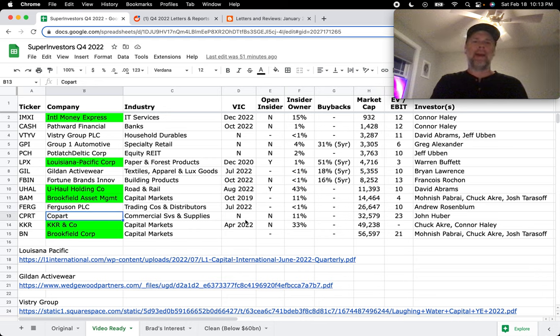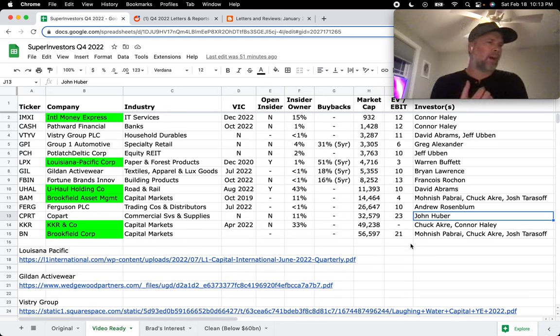Copart. This is something I'm pretty sure Chris Meyer of 100 Baggers, the guy who wrote 100 Baggers, owns. He seems to regard it very highly. John Huber, again, a guy not many people know about. He's not yet tracked by Dataroma or some of these services that allow you to track super investors. I think it was just a couple quarters ago, he crossed over that $100 million threshold AUM where you have to file these 13Fs.